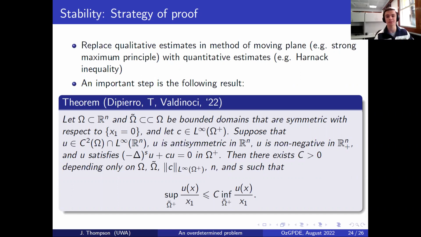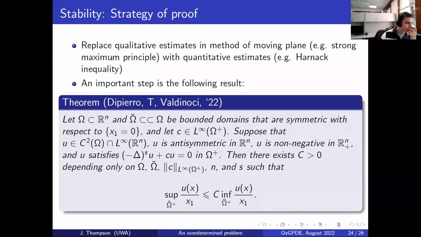all of Rn. But for the method of moving planes, we want to consider functions that are anti-symmetric with respect to reflections across a plane. Now, the only function that is non-negative in all of Rn and anti-symmetric across a plane is the zero function. So the usual non-local Harnack inequality isn't applicable to the method of moving planes.